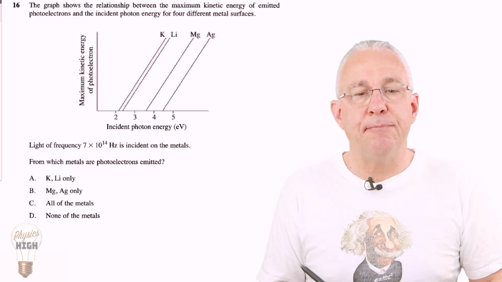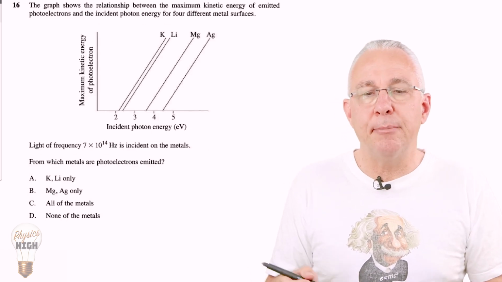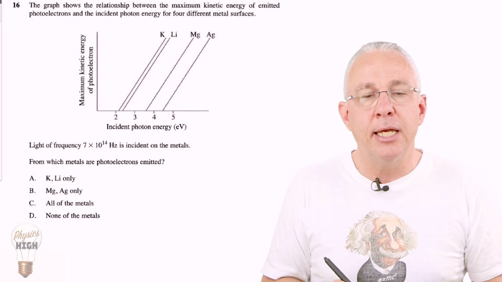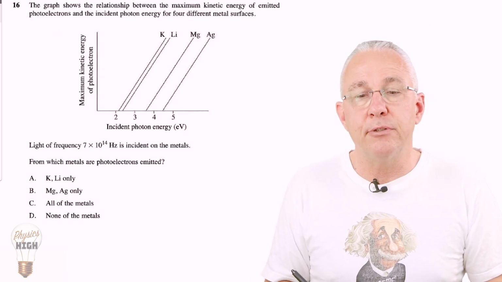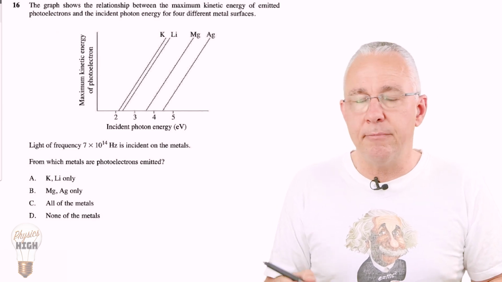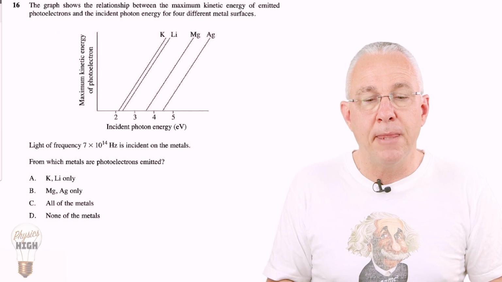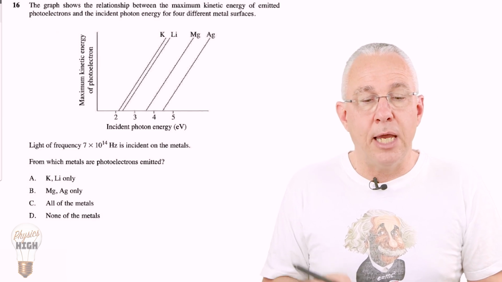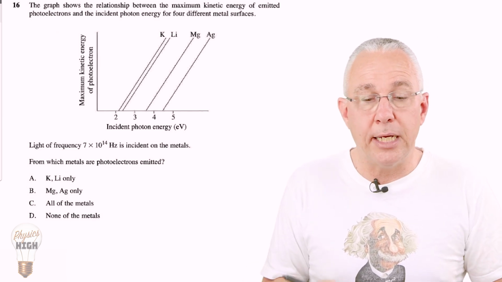Question number 16. The graph shows the relationship between the maximum kinetic energy of the emitted photoelectrons and the incident photon energy for 4 different metal surfaces. And we are told that the light frequency is 7 by 10 to the power of 14 Hertz and is incident on the metals. And we're asked from which metals are photoelectrons emitted.